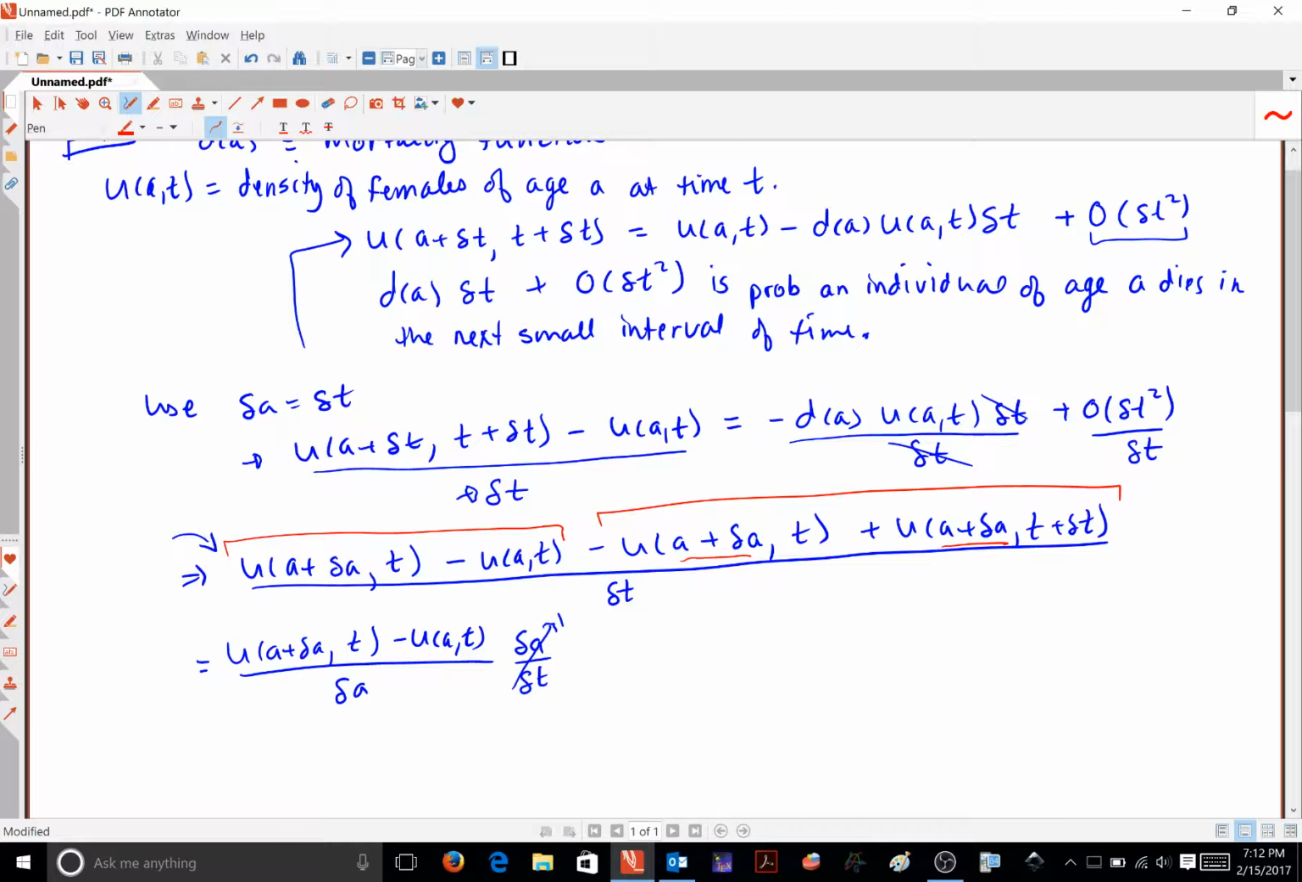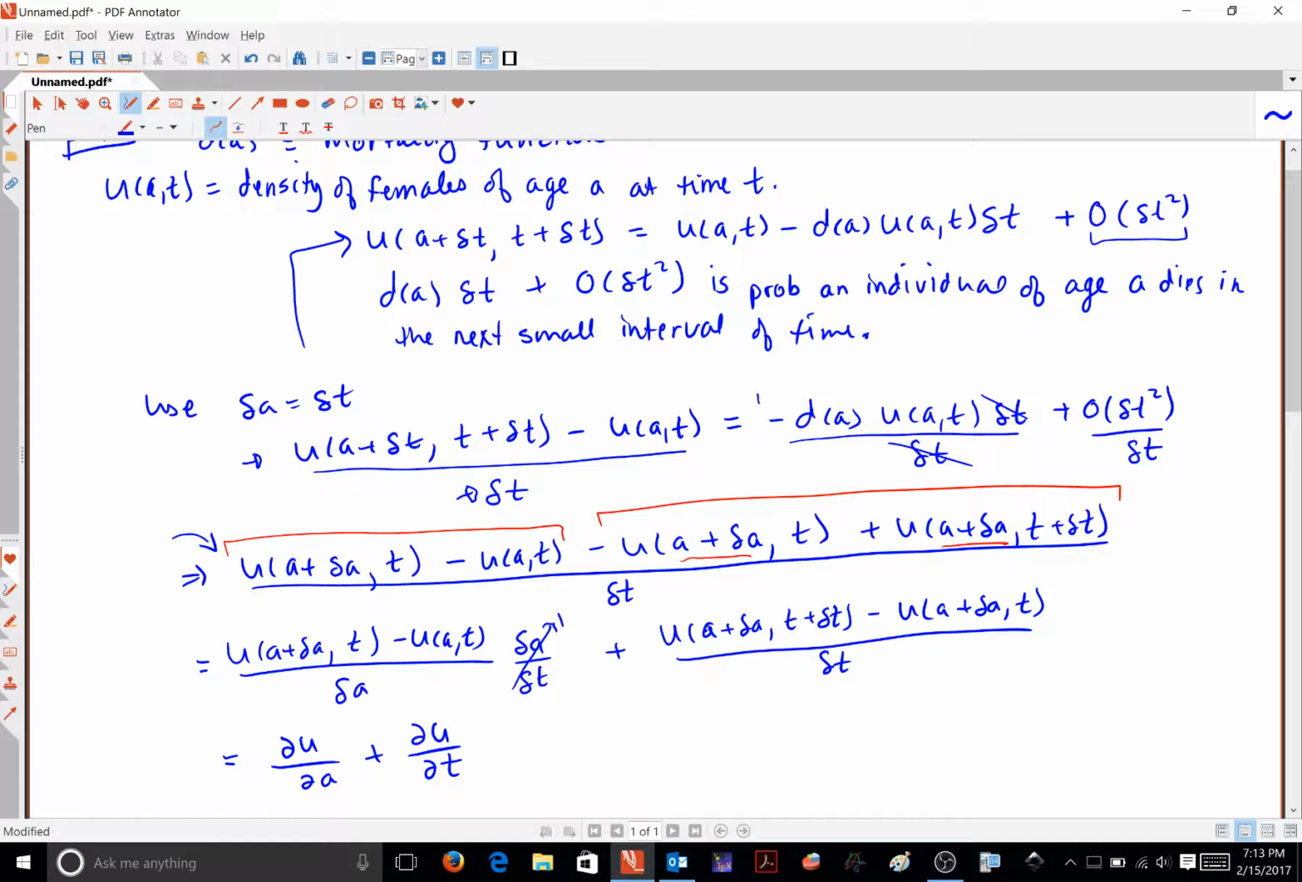We write the second one first, and then that gives us our u of a plus delta a, t plus delta t, minus u of a plus delta a, t, all over our delta t. And now that second one is a derivative with respect to t. So this just becomes our derivative of u with respect to a plus our derivative of u with respect to t, which is exactly what they were trying to get to.